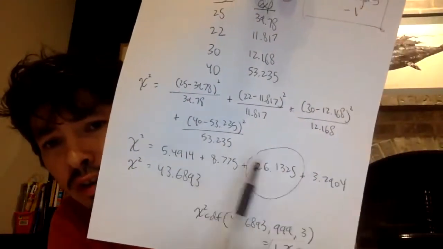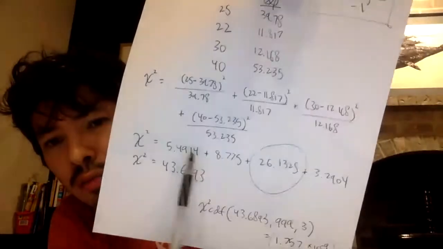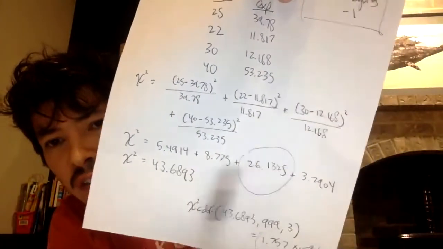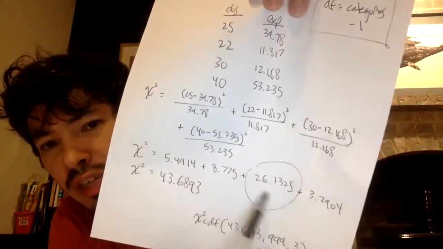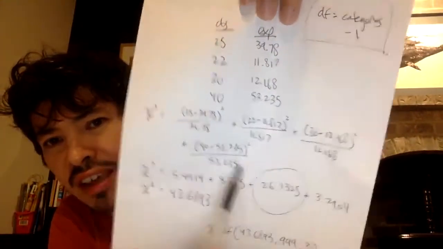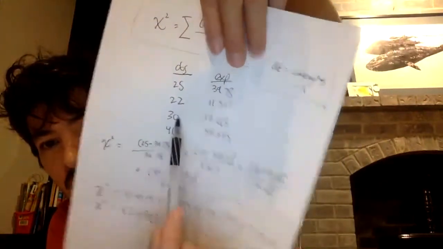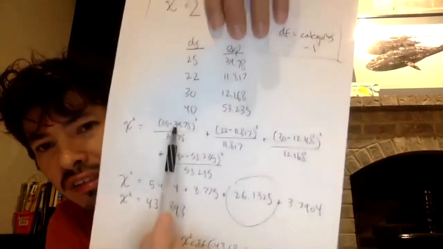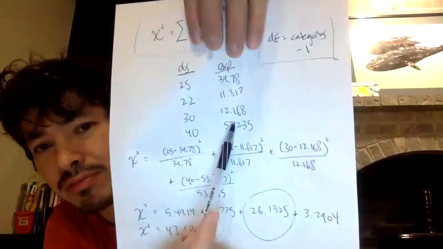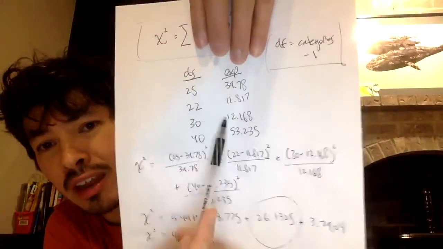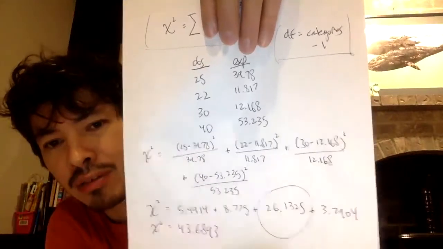Well, these 4 numbers made up this 43. Which contributed the most to this 43? We've got a 5, we've got an 8, we've got a 3, we've got a 26. The 26, what was that 26? That was habitat 3. Everyone see that? 26 is habitat 3. We expected only 12. We got 30 in there. So they really liked habitat 3, the moose.